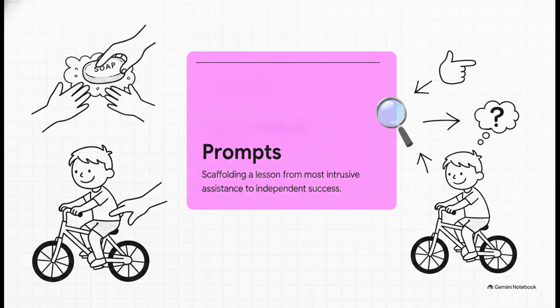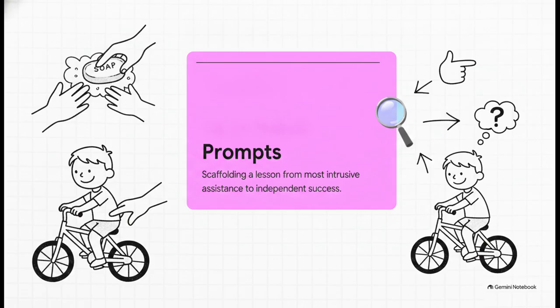And to teach these steps, educators use what we call prompts. You might hear educators call this scaffolding, which really just means building temporary support. Think of prompts exactly like training wheels on a bicycle. You start with something highly supportive, like physically guiding a student's hand right over the soap dispenser. Then you slowly pull those training wheels back. Maybe you just point or ask a quick question until the student can do the task totally solo, without any adult help at all.